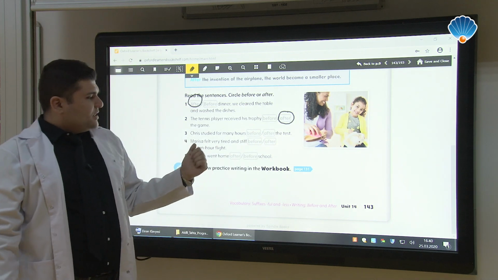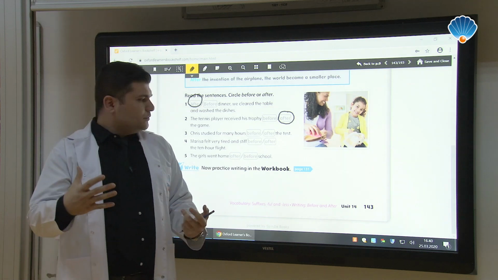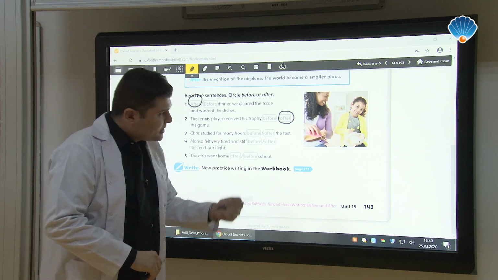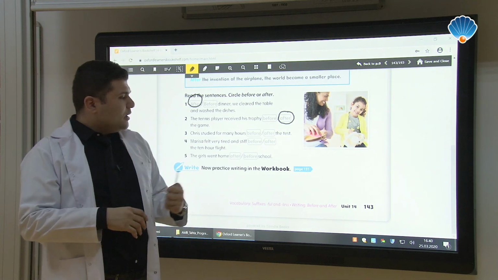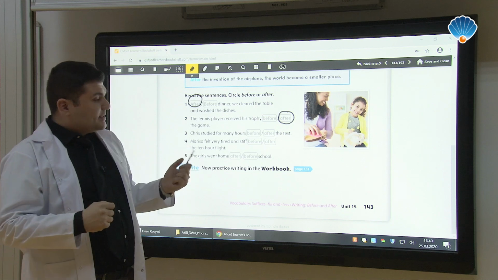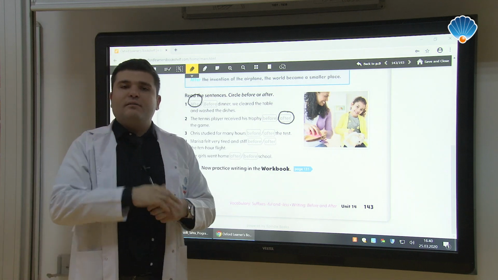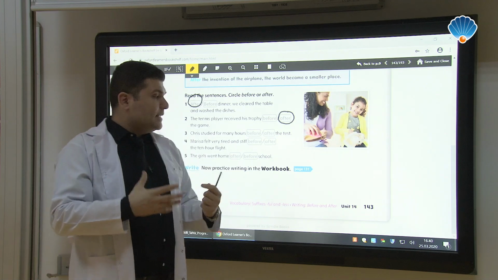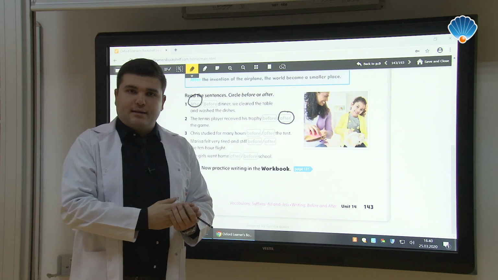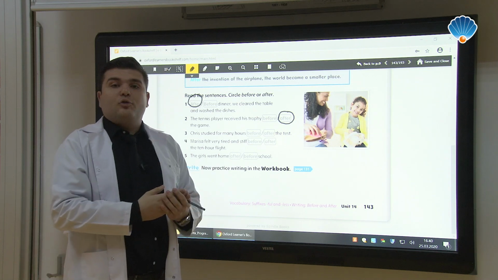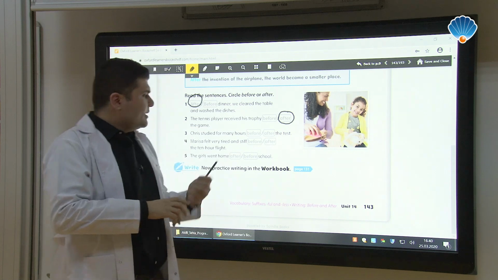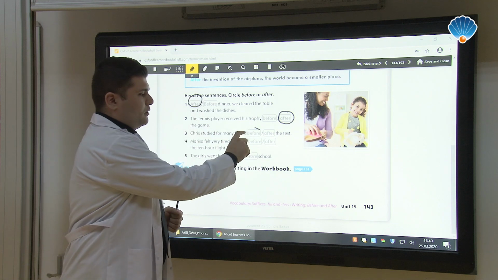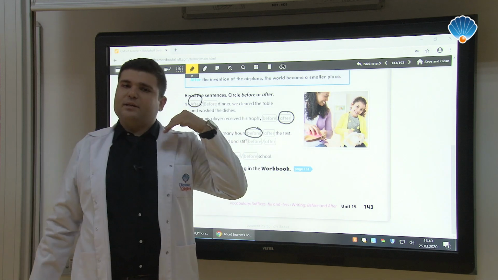And number 3, Chris studied for many hours before or after the test. What's the answer here? Of course, it is before. Why? Because we learned that Chris studied for many hours, like you. When you have an exam, what do you do? You study hard. You study hard every day to get a good score on the test. Before you go to an exam, you're studying hard. The same thing here. So Chris studied for many hours before the test, okay? And then he entered the test.